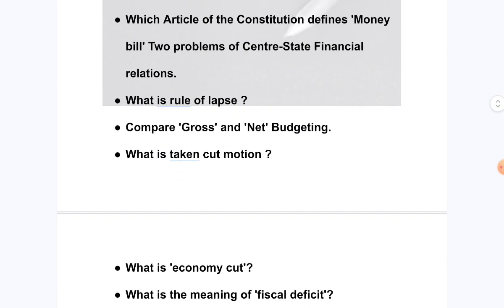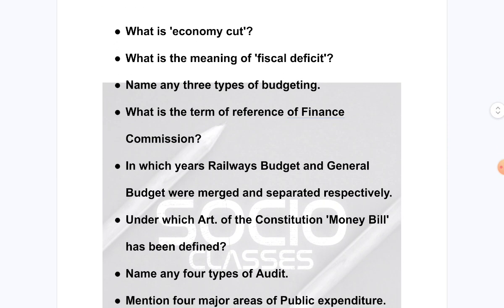Which article of the Constitution defines money bill? 2 problems of center-state financial relations. What is rule of lapse? Compare gross and net budgeting. What is token cut motion? What is economy cut? What is the meaning of fiscal deficit?